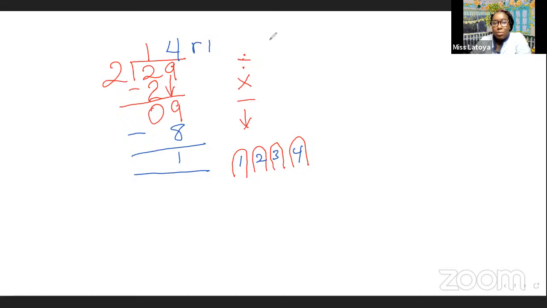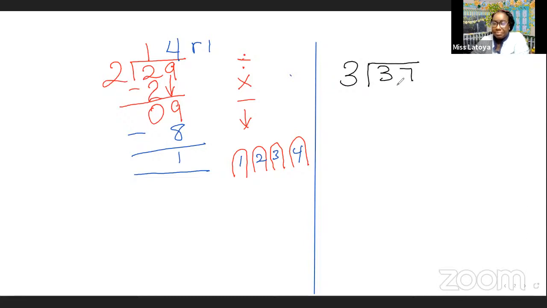Now we're going to do a next question, just like this one, okay? We're going to look at 3 into 37. Let's look at this. 3 into 37. 3 into 3 is 1. I'm going to put the 1 on top here.